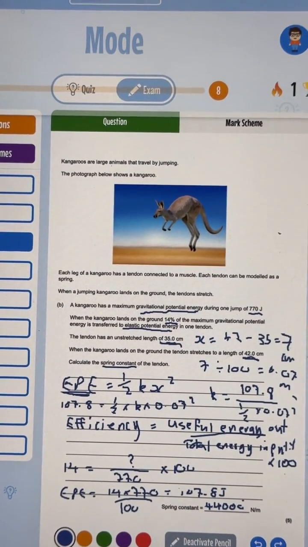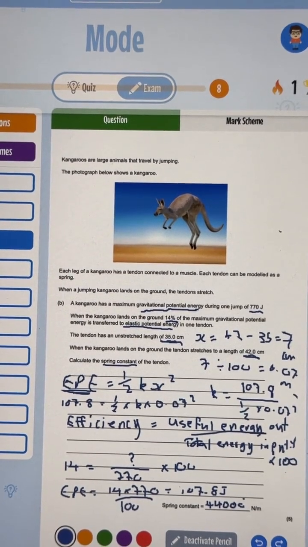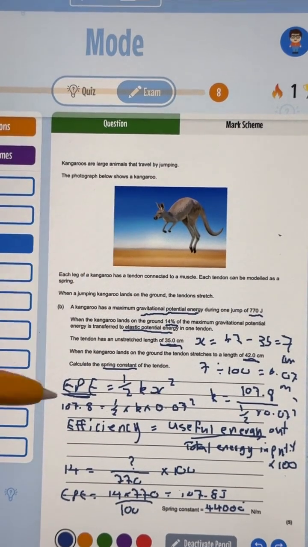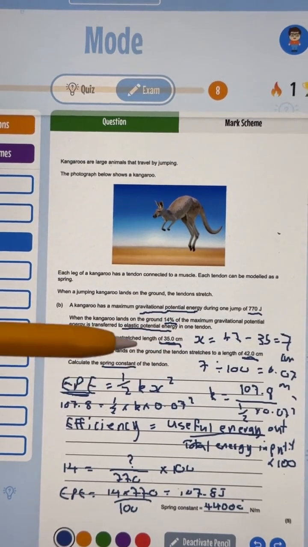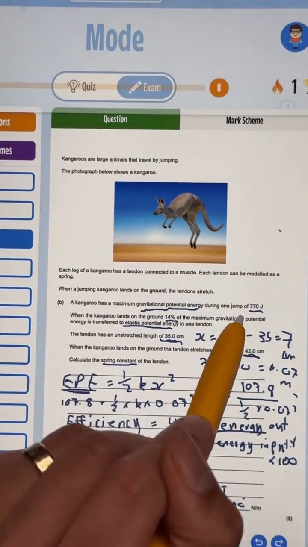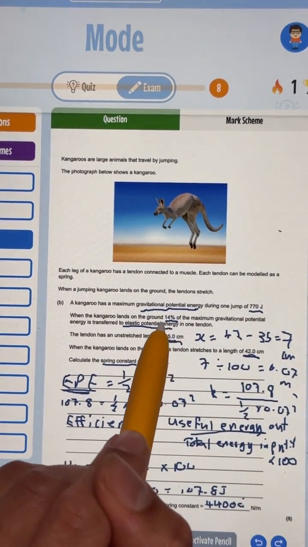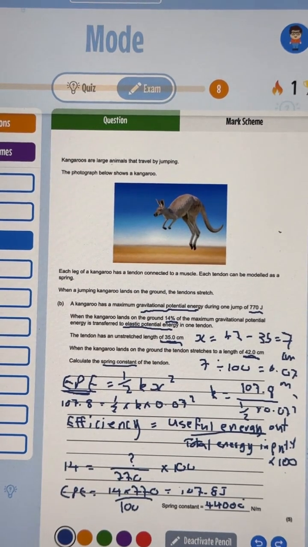If you put it in your calculator, there will be a lot more numbers than that. It'll probably be 44 and a lot more digits. The reason I've chosen 44 is because of the number of significant figures in the question. Whatever they give you in the question, you should stick to that in your significant figures for your answer. So 770 is 2 significant figures, 14 is 2 significant figures, and 35 is 2 significant figures.